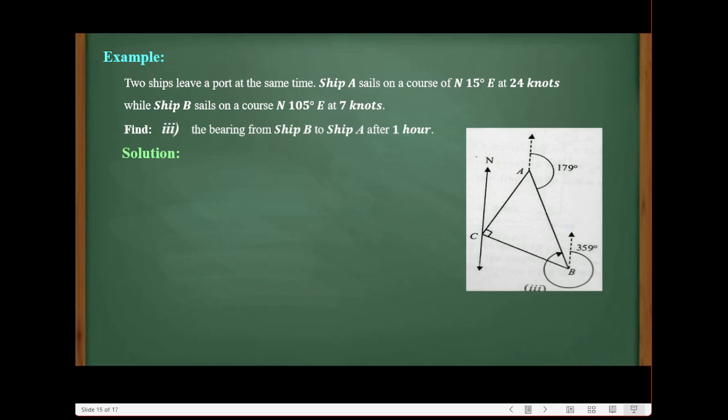The third one, the bearing from ship B to ship A. So this is the illustration. We have already determined this angular measure. So what do we do? The bearing of ship A from ship B, so that is 180 plus 179. So that is 359. Okay?